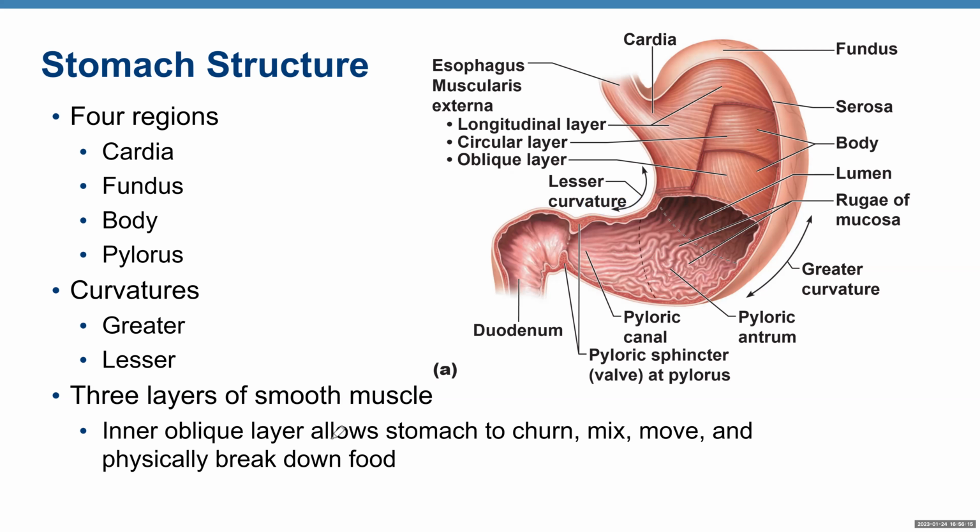Now, the stomach is a muscular organ, and we have 3 layers of smooth muscle. The inner is oblique, which allows the stomach to churn, mix, move, and physically break down the food. So we have the oblique layer, that's the deepest layer, then circular and longitudinal. So that's some modification, because remember when we talk about the histology of the GI tract, most of the GI tract has only 2 layers of muscle, circular and longitudinal, but the stomach has an extra inner oblique layer.